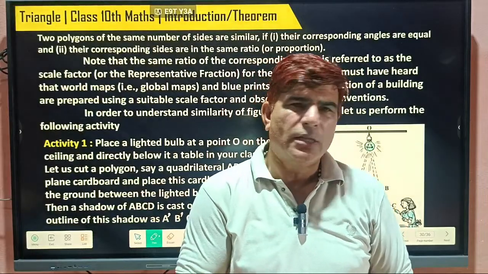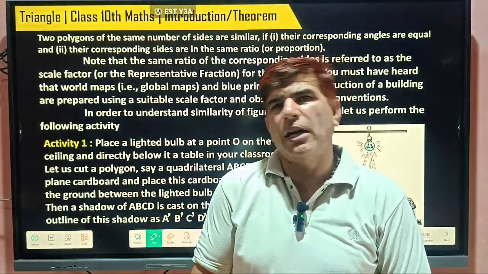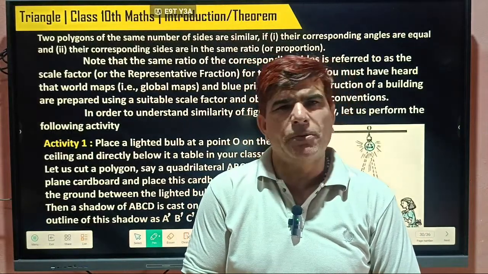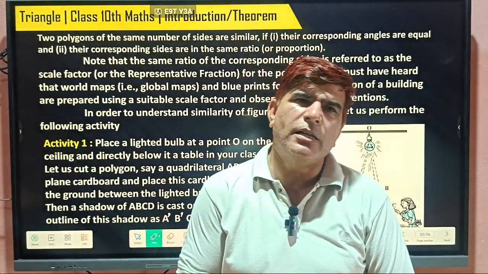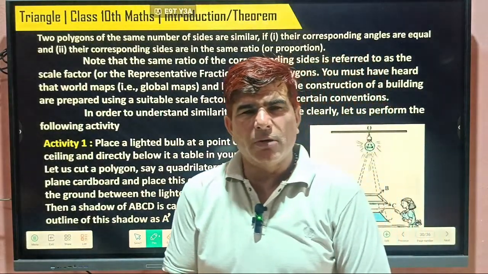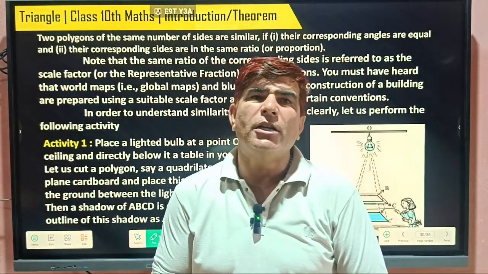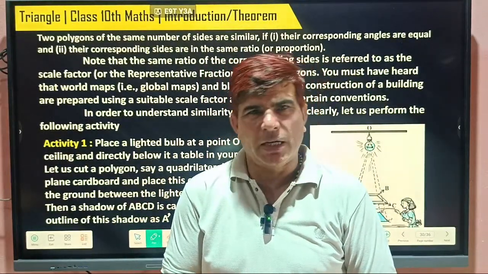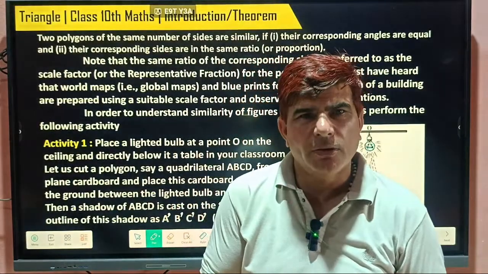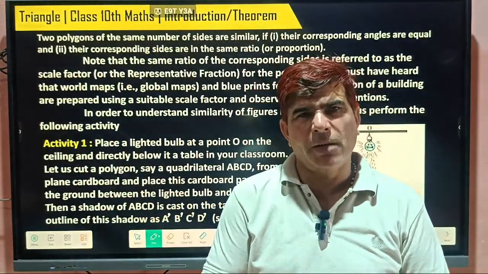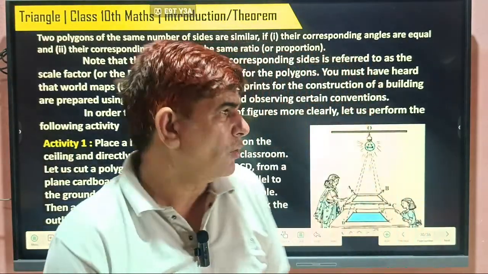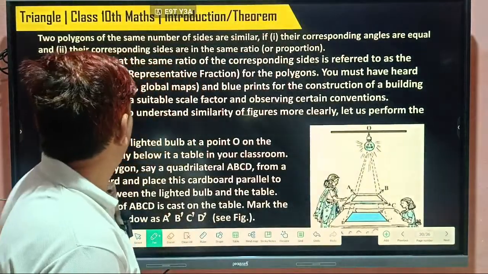First we are saying same shape, size may be different. Second, their shape is the same and sides are in the same ratio. Third, if it is a polygon, the sides are in the same ratio and the angles must be equal, then they become the same shape. The meaning of all these three definitions is the same.